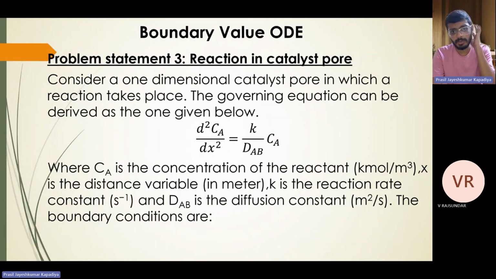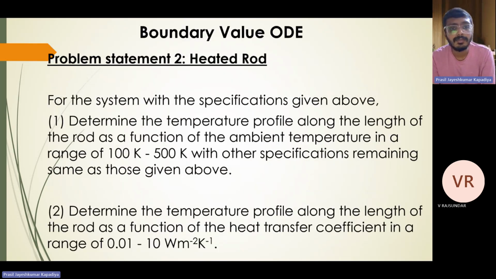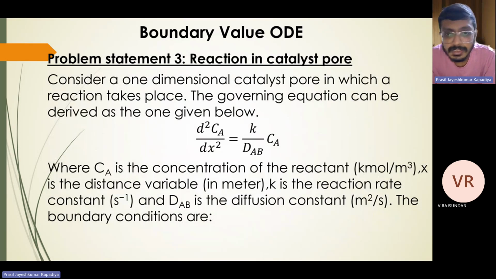I don't know if this problem statement was solved by sir or not. The problem statement is: consider a one-dimensional catalyst pore in which a reaction takes place. The governing equation can be derived as the one given below. D squared Ca by dx squared is equal to K divided by D_AB into Ca, where Ca is the concentration of the reactant in kilomoles per meter cube. X is the distance variable in meters. K is the reaction rate constant in second inverse, meaning it's a first order reaction.